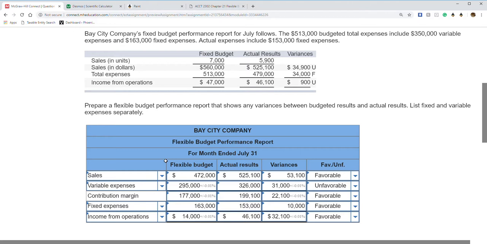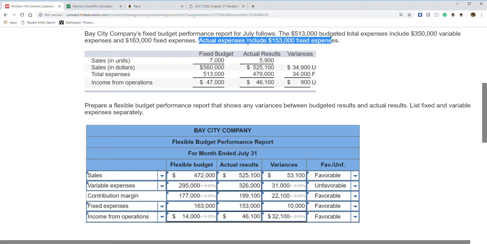And remember, sales minus variable equals contributing margin. Okay, from there you can have our income from operations. Fixed expense does not change, so whatever number it tells you up here, right here, for our budget is 163, actual is 153. Now, you're probably thinking, how do I get variable expenses?